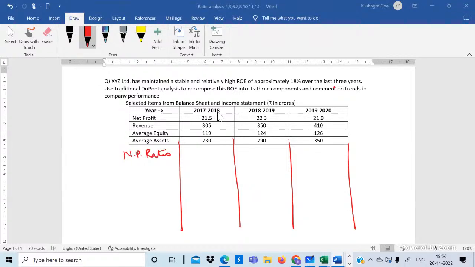Net profit upon revenue. So net profit ratio is what? Net profit upon sales. So I'll take this 21.5 and divide it by 305. Somebody just calculate and tell me how much is 21.5 divided by 305. That will give me the net profit ratio. How much is the net profit ratio that you're getting? 0.07, multiply it with 100, so you'll get 7%. So that's in percentage, 7%.